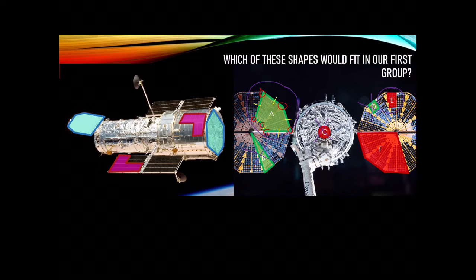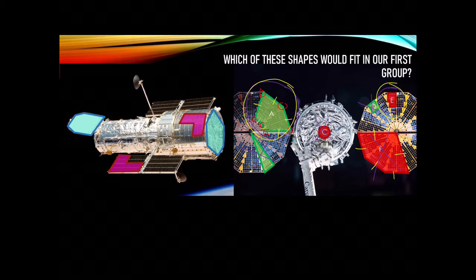Now, what about F? F only has 5 sides. 1, 2, 3, 4, 5. So it would not fit with the hexagons. A and E are our only 2 shapes that would fit in our first group.